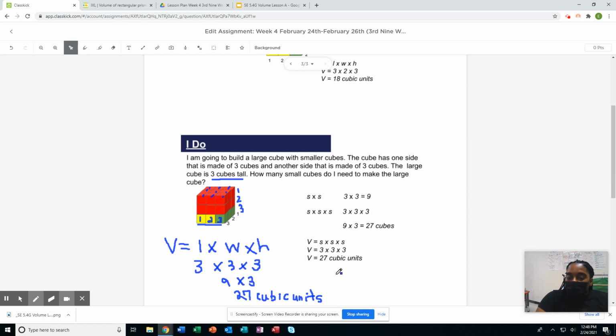Okay. And that formula is called V equals base, because that is the base. That's what one layer is, times height, or B times H. So that's the other formula for volume. Okay, you can count one layer if it's cubes and multiply it by how high it is to find out what volume is. If you have questions, please rewatch this video. And that is it for this I do.